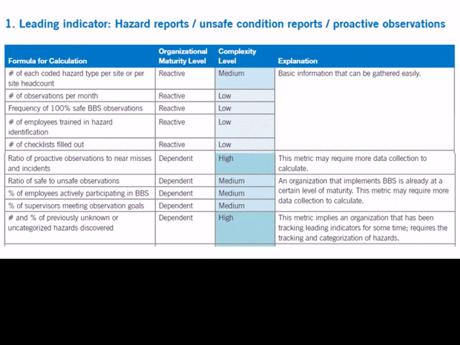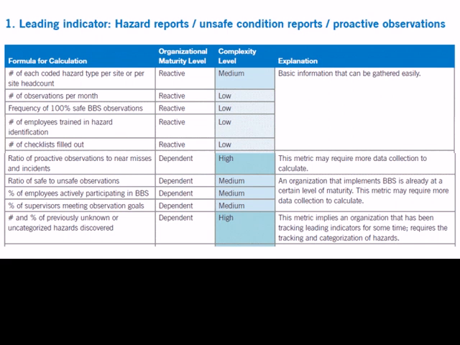So what you see in the slide here is the first table of leading indicators, and this is just an excerpt. There are quite a few more that will not fit on the slide here, but the first leading indicator category was on hazard reports, unsafe condition reports, and proactive observations. And you can see from the table that we included what the formula for calculation is, the organizational maturity level that the work group assigned to that particular metric, the complexity level that the work group assigned to that metric, and also an explanation or justification as to why they assigned it that maturity and complexity level.